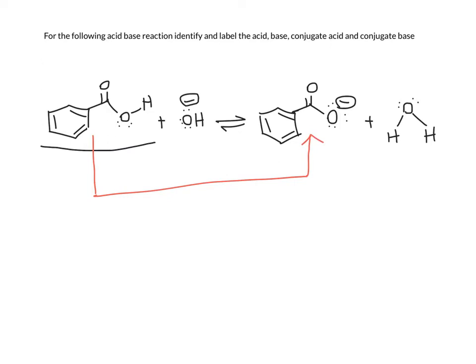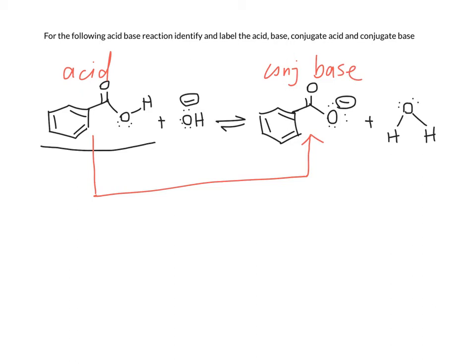So we know that acids donate protons, they lose protons. So benzoic acid is the acid in this reaction. And when an acid loses the proton, the resulting compound is the conjugate base. So this benzoate is the conjugate base of benzoic acid.